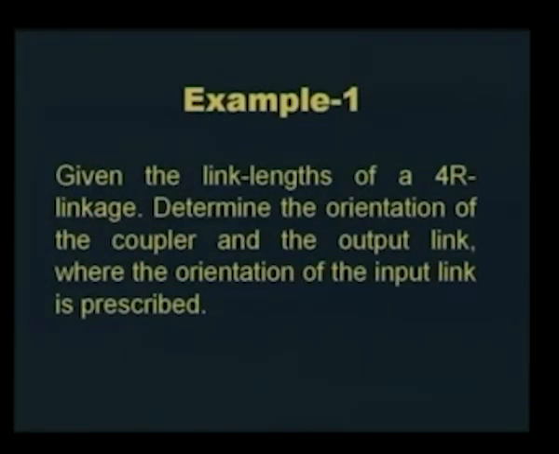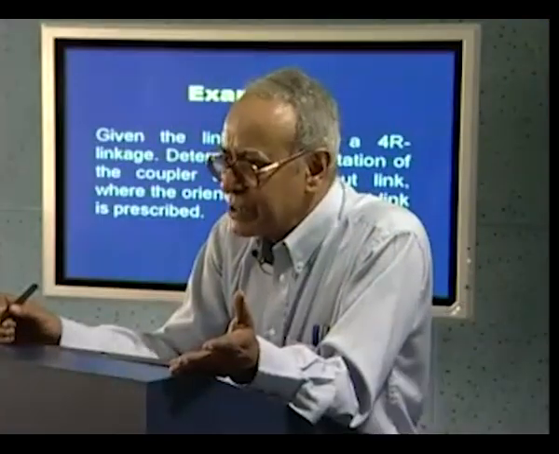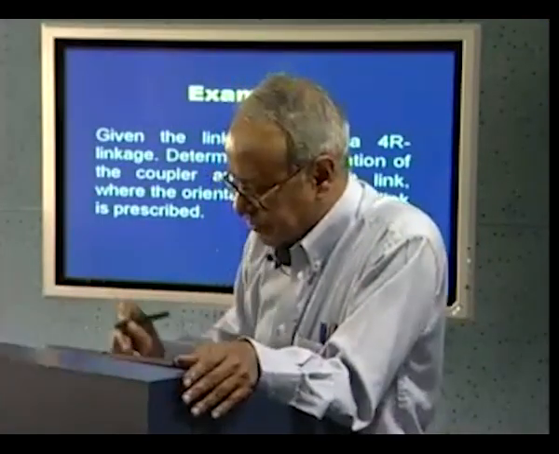So, we start with an example that is the simplest one. Suppose we are given all the link lengths of a 4R linkage, then determine the orientation of the coupler and the output link when the orientation of the input link is prescribed. So, this is a problem of displacement analysis. We are given all the kinematic dimensions and the position of the input link, and the task is to determine the position of all other moving links for that particular configuration.